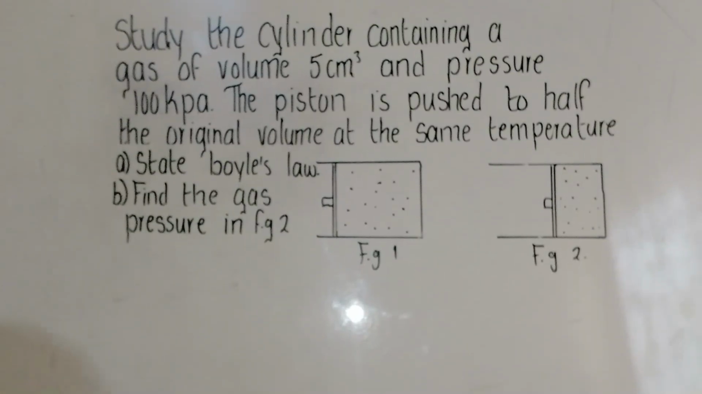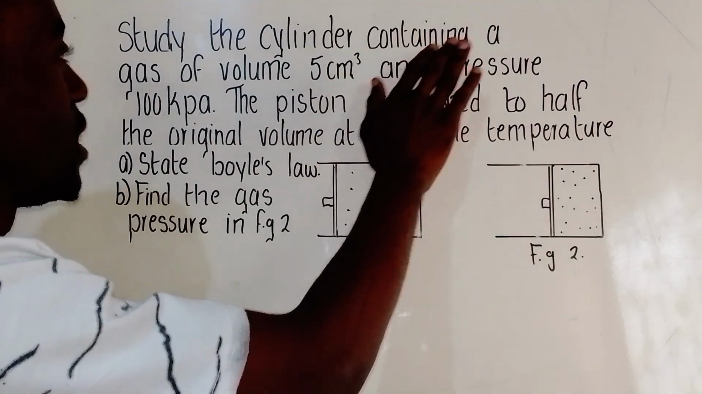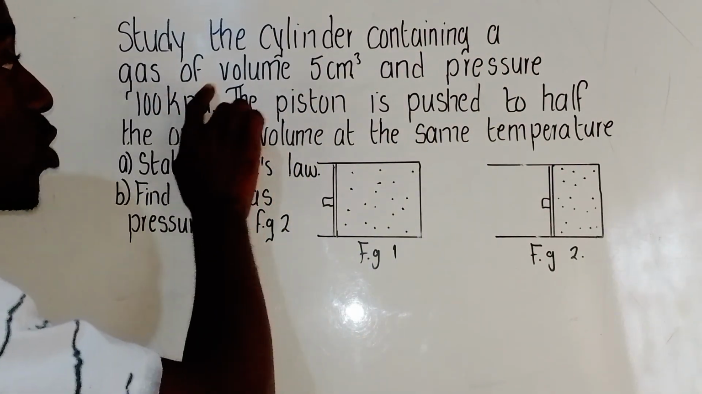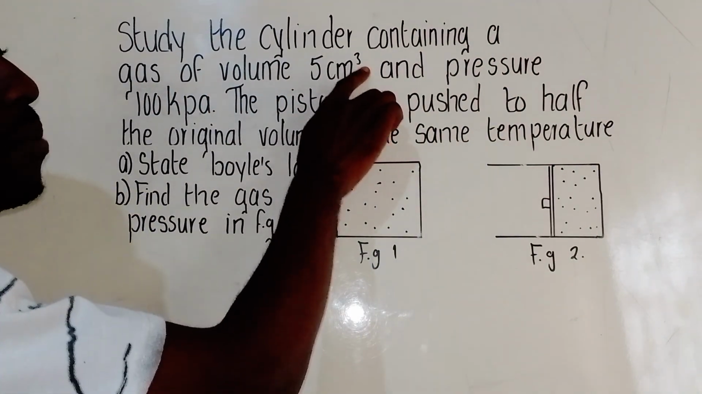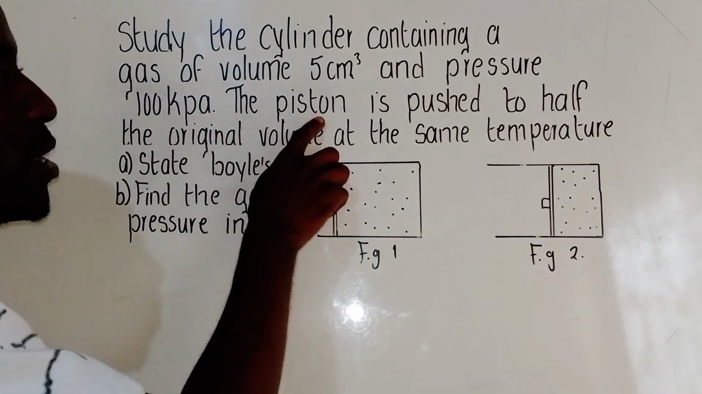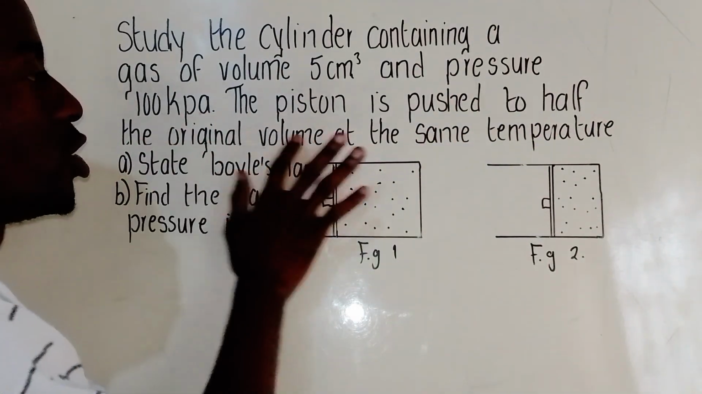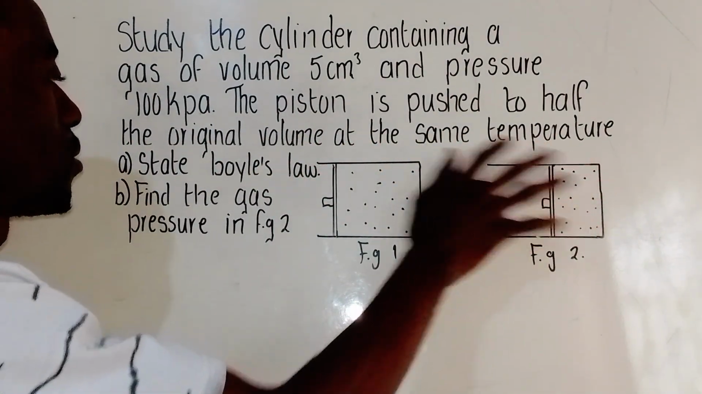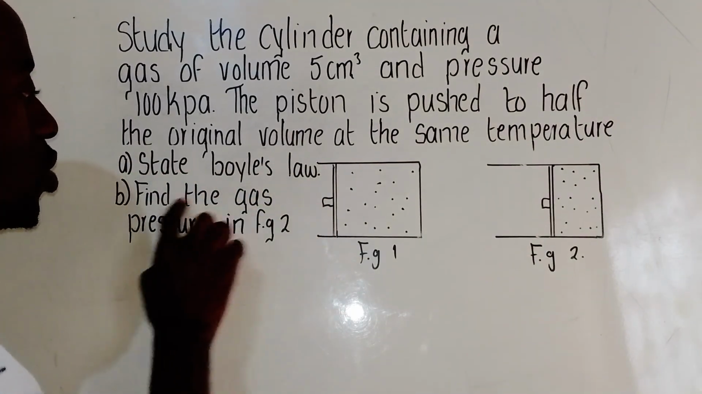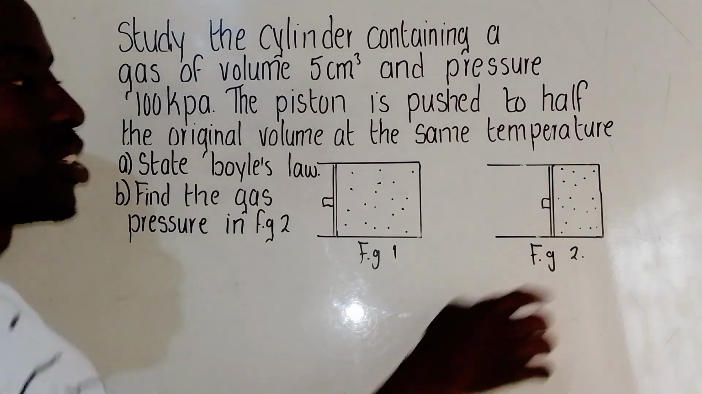Okay, so we have a physics question that says: study the cylinder containing a gas of volume 5 cm³ and pressure 100 kilopascal. The piston is pushed to half the original volume at the same temperature. State Boyle's law. Find the gas pressure in figure 2, this one here.